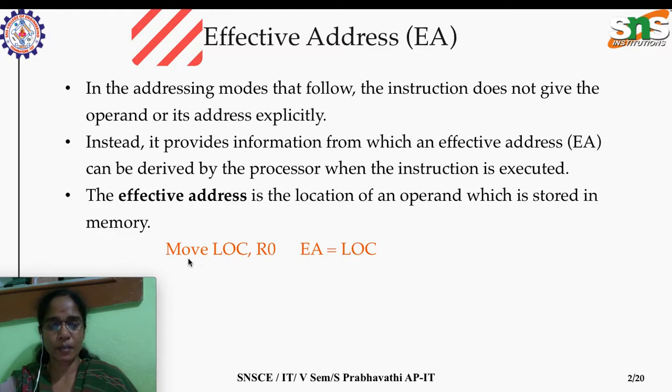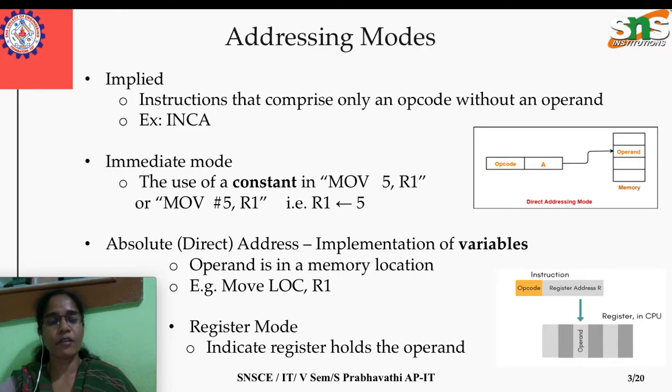See here, for example, the instruction we have seen: Move LOC, R0. LOC, location, is nothing but a memory address. In that memory address there is an operand, and that operand has to be moved to R0. So in this example, the effective address is LOC, the location where we will get the operand value. With this knowledge on effective address, we will move on to discussing the different addressing modes one by one. Please pay more attention. It is quite easy, simple, and also a very important topic in computer architecture and organization, and also in the microprocessor paper.